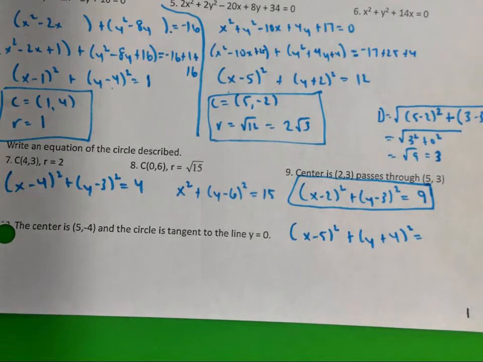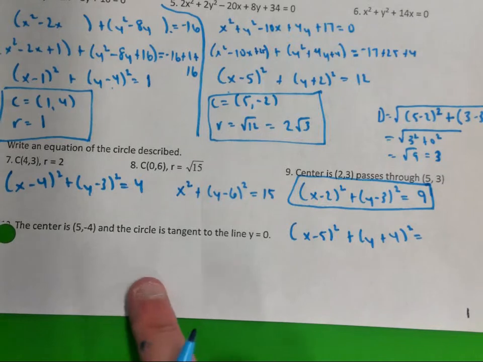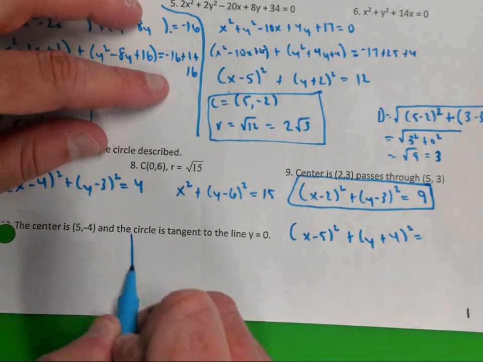Now, it says the center's at (5, -4), and the circle is tangent to the line y equals 0. What does tangent mean? It's touching. That means it's touching the line. That's all you need to know. Tangent means this circle is touching this line. So what I'm going to do is draw a visual. You have to draw a visual sometimes to see this. You can sketch it right here if you wanted to.